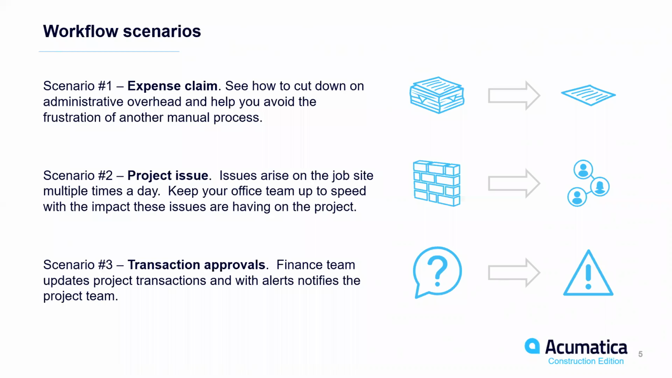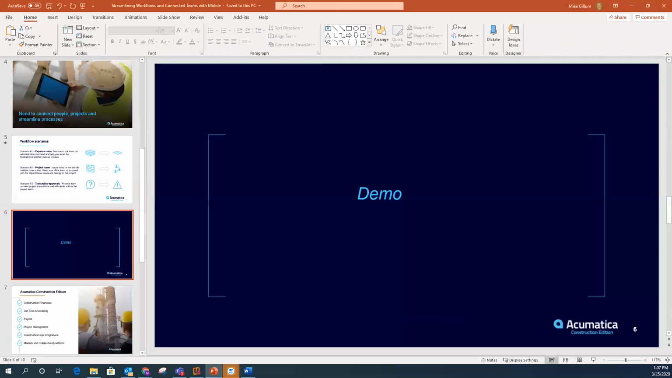Hey, this purchase order needs to be approved. This expense claim needs to be approved. And then once it's approved, automatically going back and updating the project and the finance team that this has been approved. So we're going to walk through those scenarios today. So let's go ahead and jump into the software.